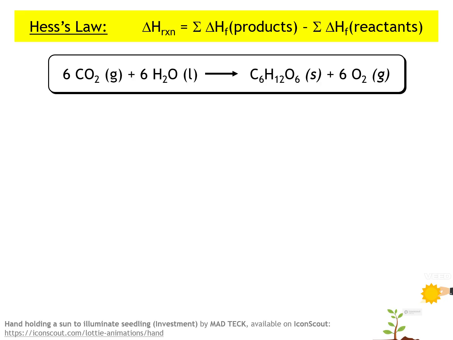So Hess's law, in its most mathematical form, is that the heat of reaction is equal to the sum of, that's the capital Greek letter sigma, which means sum of, you add them all together, the heat of formation values of the products minus the sum of the heats of formation values of the reactants. Remember, delta anything is final minus initial, so therefore delta H is going to be the final state minus the initial state, or products minus reactants.